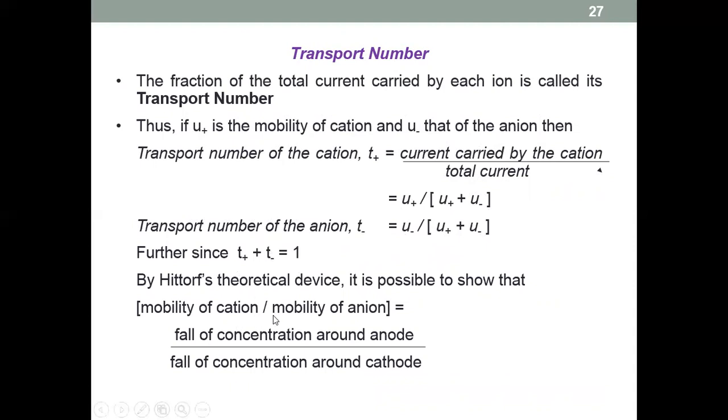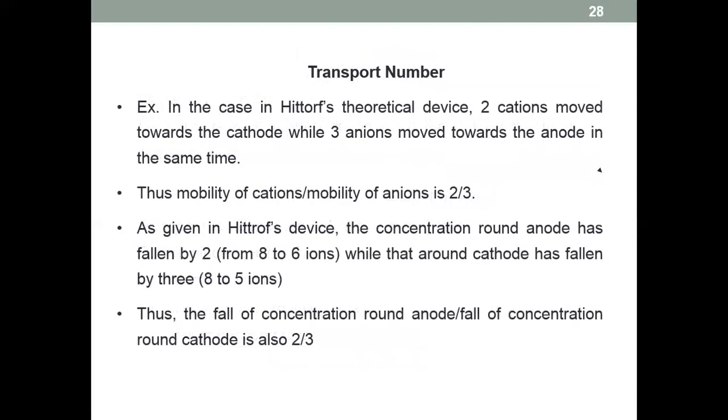Also, the ratio of the mobility of the cation to the mobility of the anion is proportional to the fall in concentration around those electrodes, whether it is cation or anion. All right. So for example, when 2 cations move and 3 anions move in the same time, the mobility ratio of cations to anions is 2 by 3. Of course, if you simply divide those up, how many cations move? 2. How many anions move? 3. So U plus by U minus is 2 by 3. And in the given time, the concentration falls by 2 around the anode, and around the cathode it has fallen by 3 ions, and hence the ratio of fall of concentration around the anode to around the cathode is also 2 by 3.